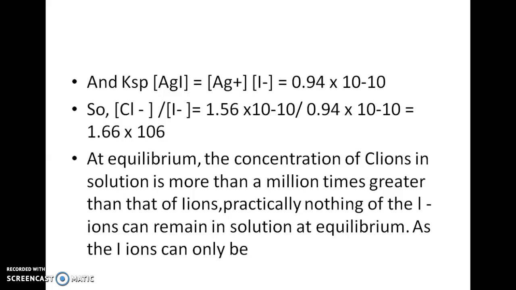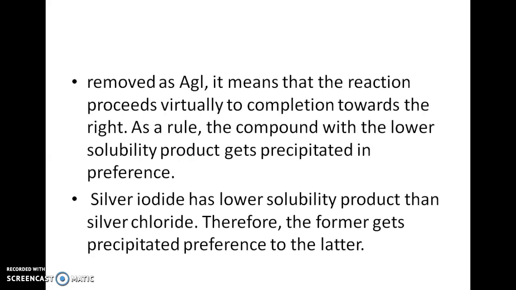At equilibrium, the concentration of Cl minus ions in solution is more than a million times greater than that of I minus, so that they remain in the solution and the I minus is removed as silver iodide. It means that the reaction proceeds virtually to completion towards the right. As a rule, the compound with lower solubility product gets precipitated in preference. Silver iodide has a lower solubility product than silver chloride. Therefore, the former gets precipitated in preference to the latter.